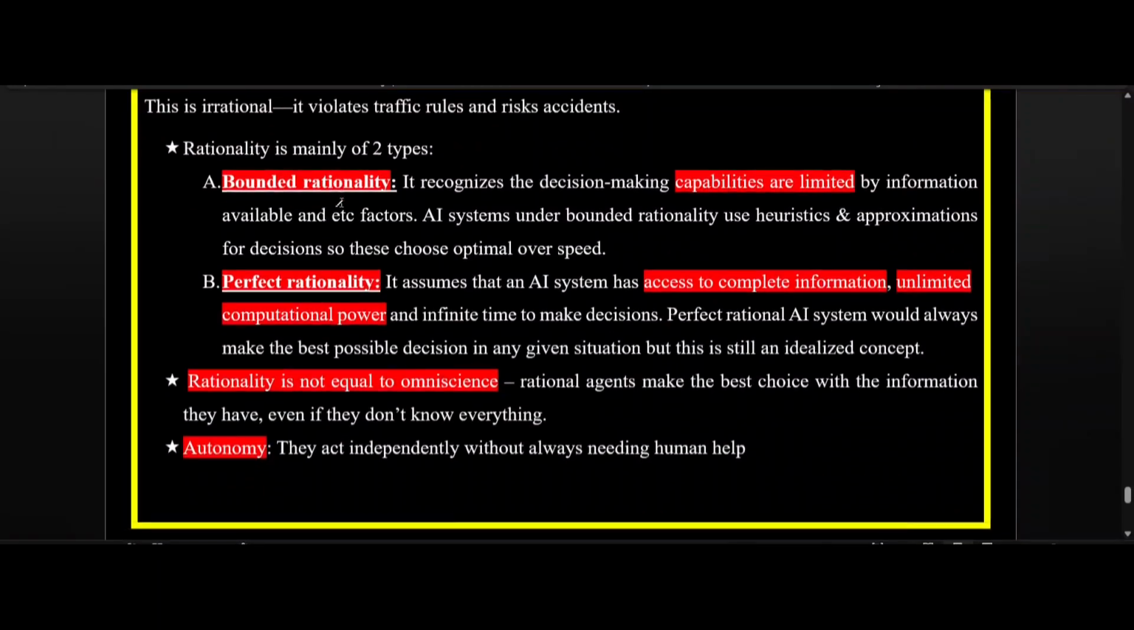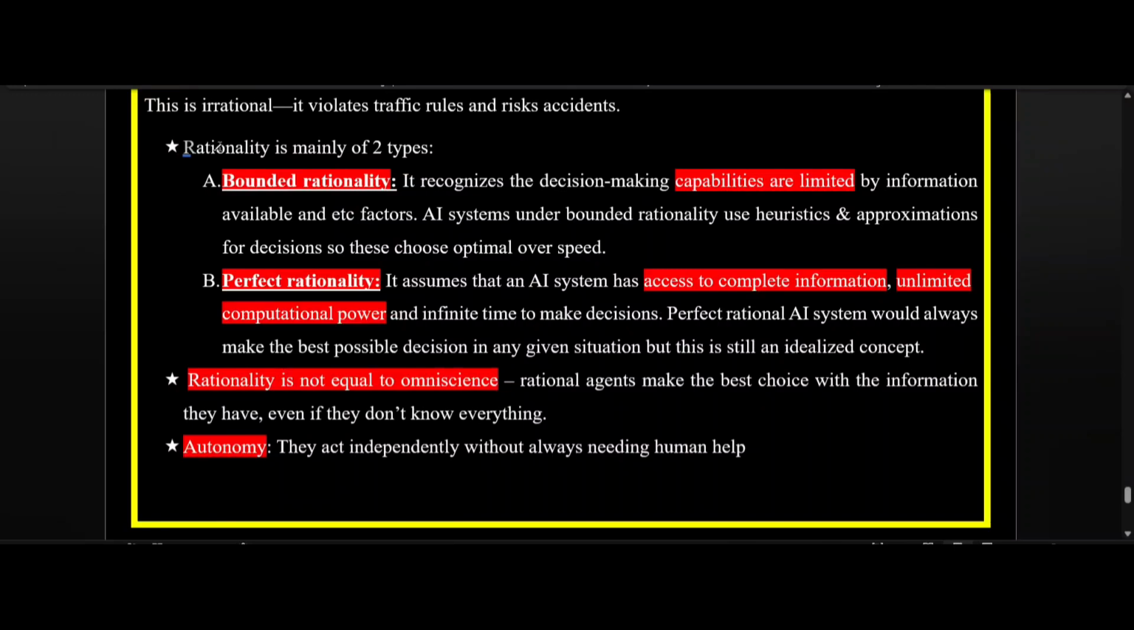The next concept is that rationality in general is classified into mainly two types: bounded rationality and perfect rationality. What is meant by bounded rationality? Bounded rationality recognizes that decision-making capabilities are limited by information available and other factors. AI systems under bounded rationality use heuristics and approximations to make decisions. These choose optimal decisions over speed. The next one is perfect rationality.